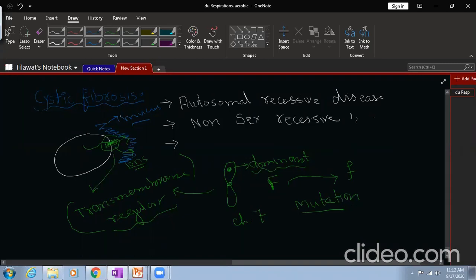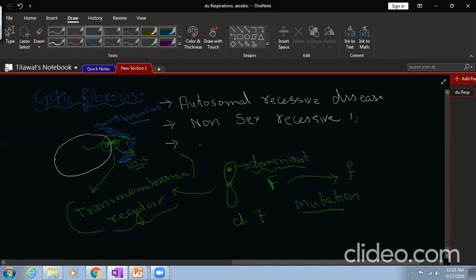Now, let me summarize once again. The channel that is responsible for the control of ions in the cell is called the transmembrane regulator. The gene for that is normally dominant, present on chromosome number 7. Because of mutation, that gene will convert into a recessive form, and that can't control well the movement of ions from the cell. As a result, mucus accumulation will take place outside. And that mucus can block your lungs, your pancreatic duct, and also the reproductive duct.